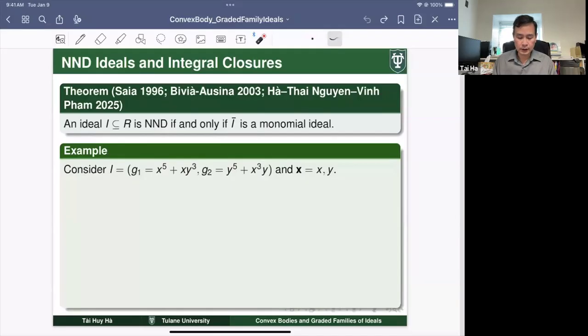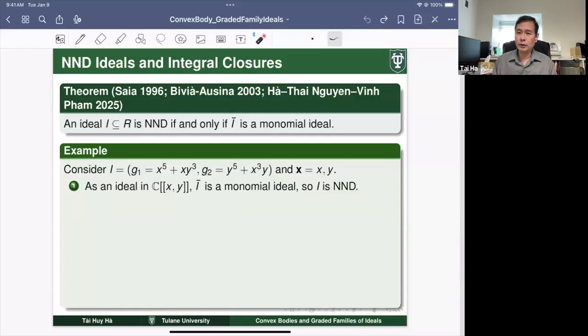This is an example. We have an ideal generated by two elements, x to the fifth, x y cubed, and y to the fifth plus y, x cubed y. And of course, again, we pick the obvious regular system of parameters. In this case, if one computes the integral closure of this ideal inside the ring of formal power series in x and y, it is a monomial ideal. So we know that this ideal is NND.